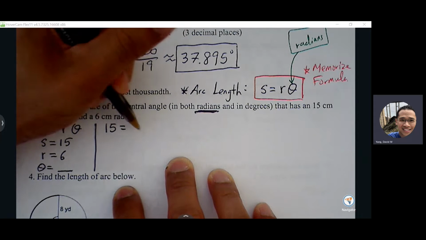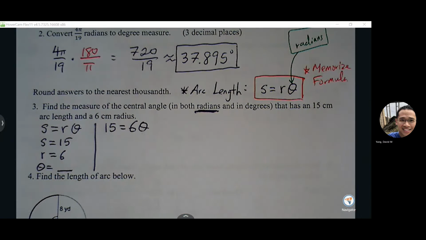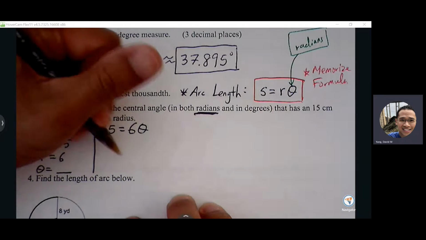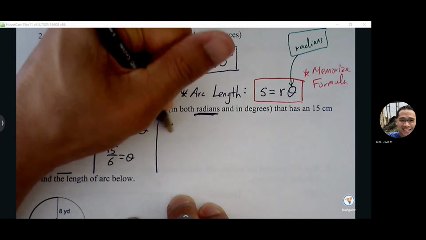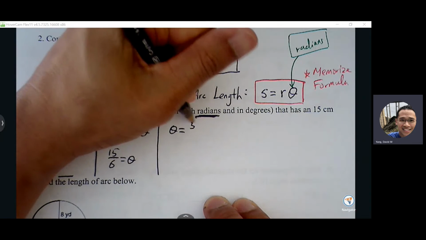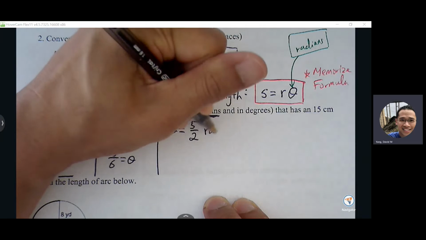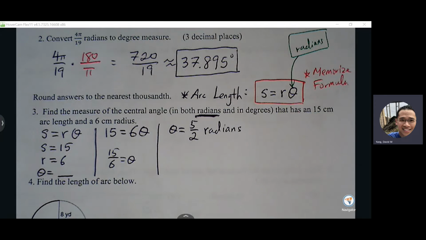So I'm gonna start using my formula here. Solve for theta, divide both sides by 6. Going to reduce that fraction. And I know that whatever comes from the formula is in terms of radians, so I can say that theta is 5 over 2 or 2.5 radians.